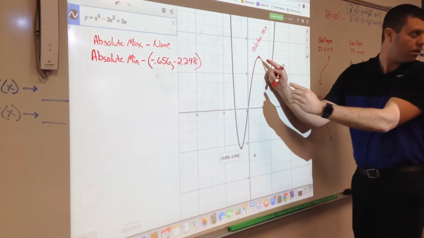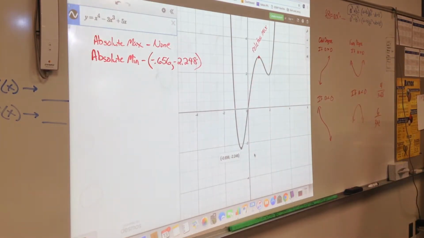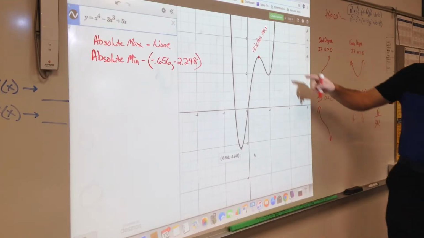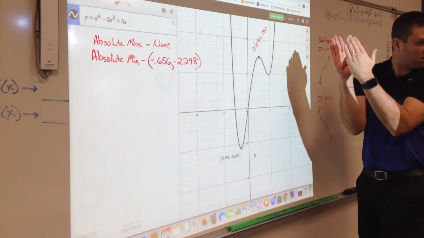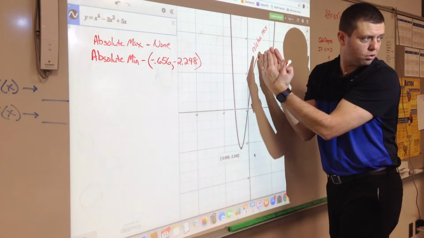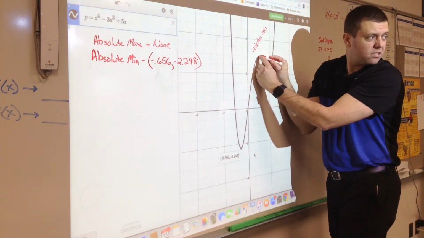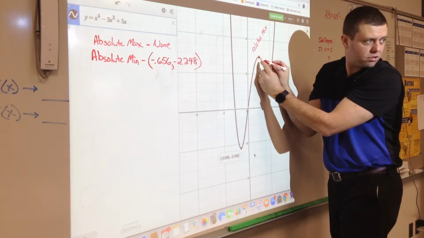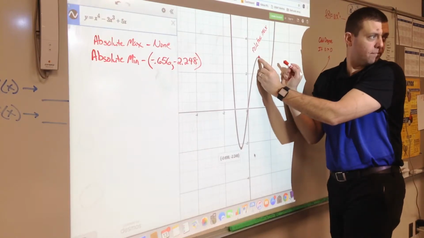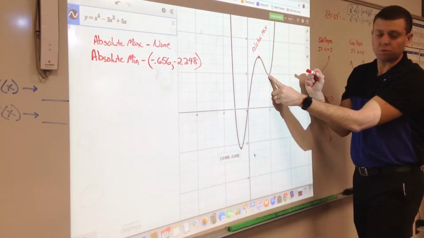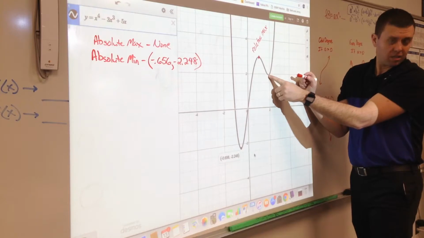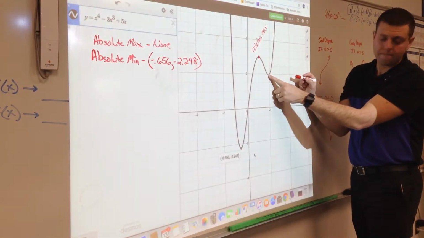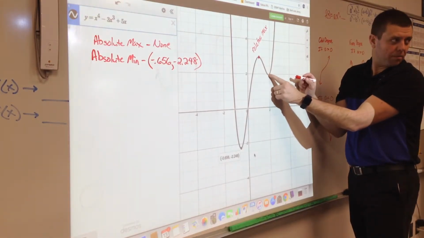Why is it not an absolute maximum? It's definitely not the highest point on the graph, but relatively speaking, in other words, really close to it, it is bigger than the other y values nearby it. So that is called a relative maximum. Guess what this is called? Relative minimum. This is called a relative minimum right there.